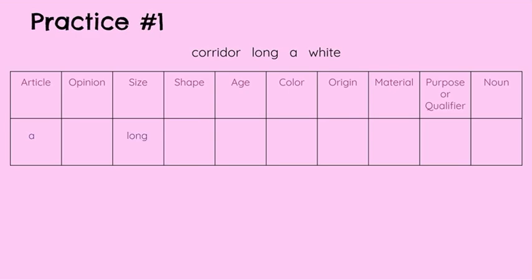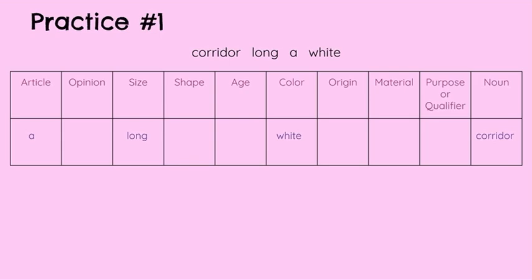Next is shape. Once again, we have white and corridor left. None of those go with shape. Age, no. Color, yes. White is a color. So now we only have 1 thing left, and obviously we're going to have a noun. So we know that corridor is going to go in noun. That leaves us with a long white corridor.